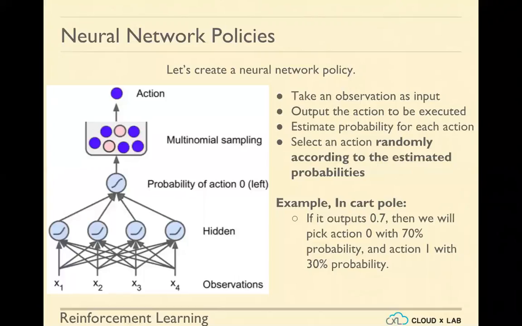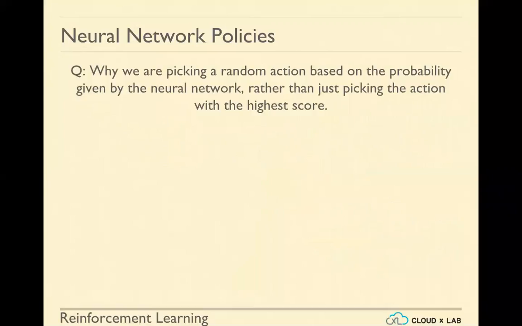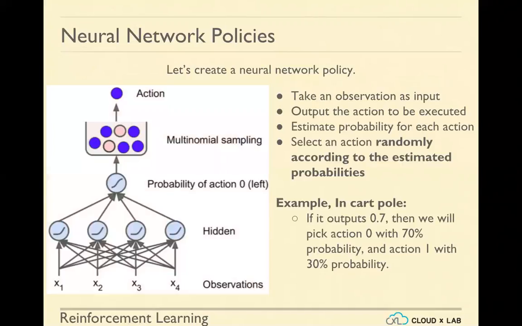So it's going to give us one decimal number, which is the probability with which it should go to the left. Now, in this game, after it has predicted the probabilities of all the actions, instead of just picking the action with the maximum score, we are using something called probability, multinomial sampling.